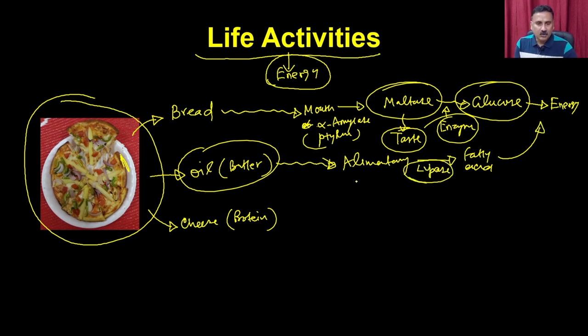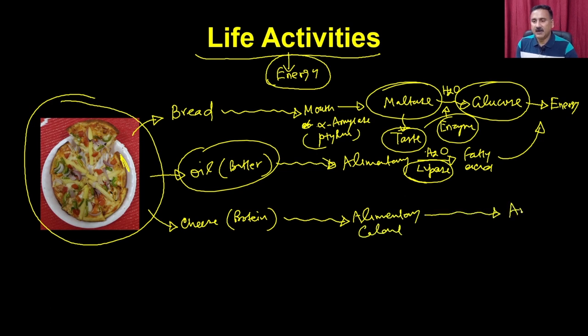And what you see here is not only the enzymes, but it also requires water in both the places. It actually requires a lot of water. And then we also have the proteins, right? So protein will also enter into the alimentary canal, and they are going to be converted into amino acids. In general, amino acids are not available for energy production, but they are going to be a part of building the body, which means they are a building block.